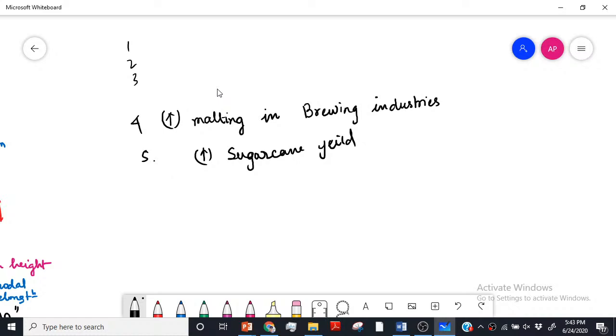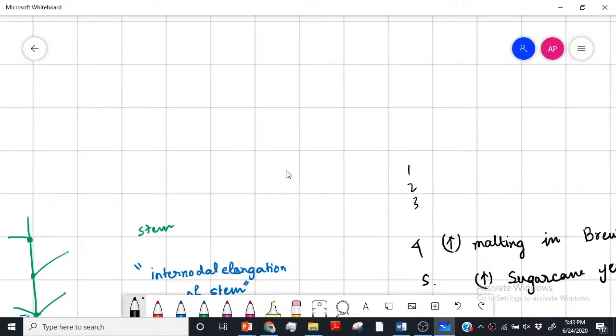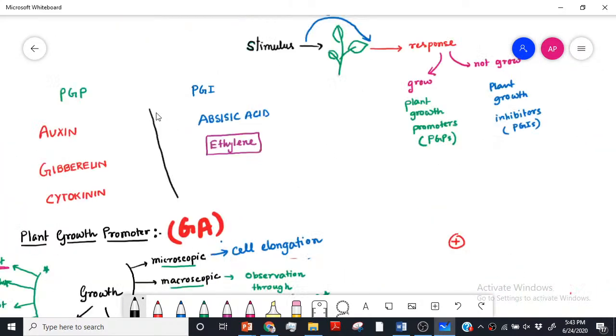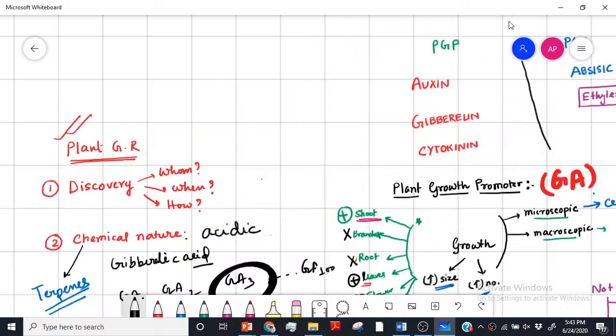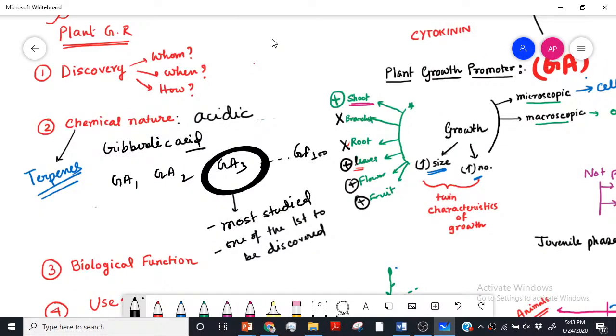Now we are moving on to the third category, that is cytokinins. Let's get back to the structure of our discussion, that is discovery, whom, when, how, that you will do on your own. Now what is the chemical nature of cytokinin? Let's understand.